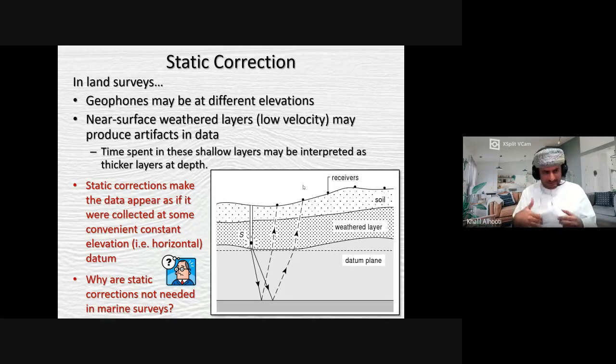And mostly the sea bottom or sea floor is not a very weathered layer. It's somehow a hard layer, most often. It's an ancient layer.